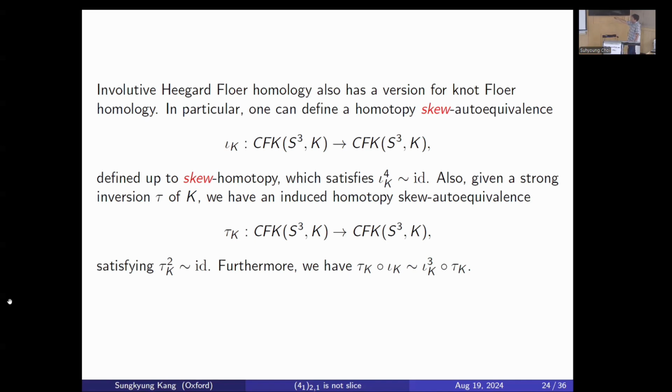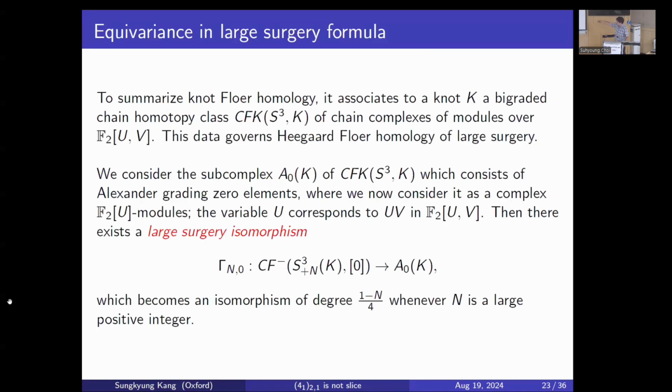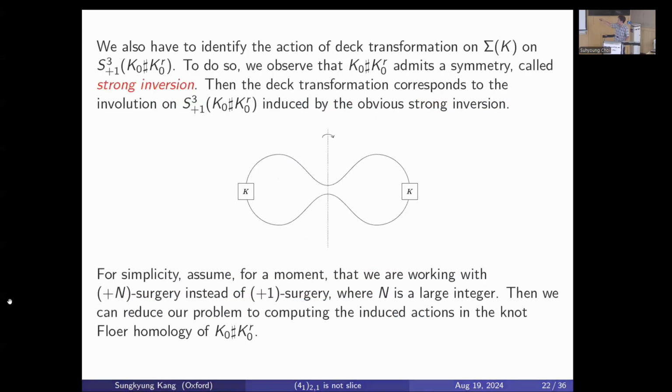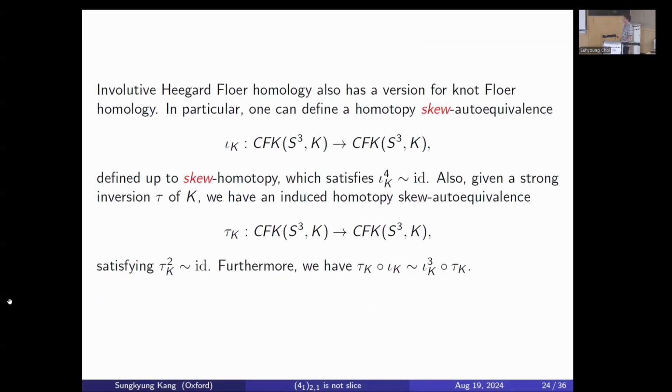And also, instead of the deck transformation on this diffeomorphism, we identified it with a strong inversion of this knot. So we'll need the action of the strong inversion on the CFK of a strongly invertible knot. It is also well defined up to homotopy. It's also a skew autoequivalence. And here it is actually a skew involution. And this doesn't really commute with iota K even up to homotopy. It's because this is orientation reversing, and iota K depends on the orientation.